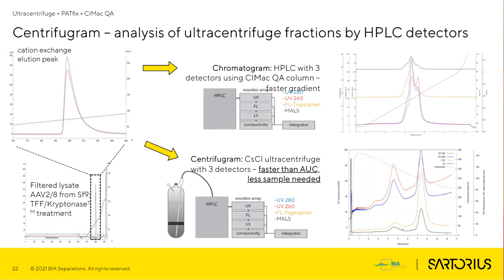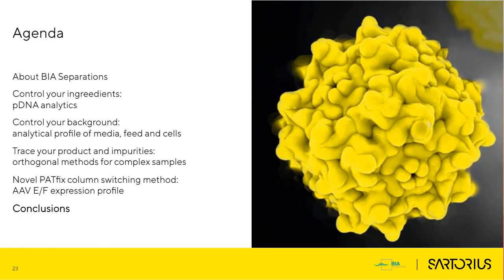So if you would have partially full AAVs, they would be seen on this type of analytics. You can also see an additional peak here. So this peak would belong to heavy particles, which are on the very bottom of the ultracentrifuge run. So this is another method in which you can analyze your complex samples to assess the empty-full ratio that you can combine with the PATfix column switch.